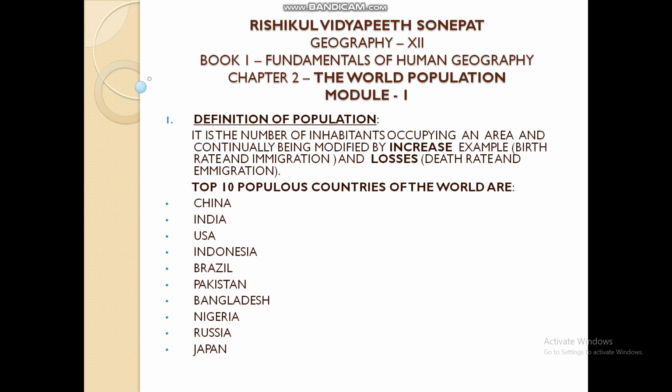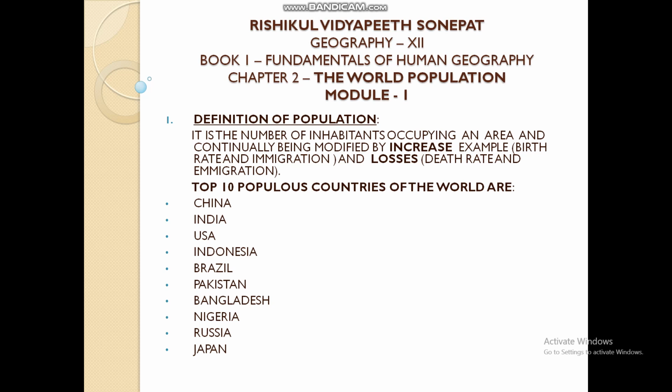So we have to start with the first definition of population. It is the number of inhabitants occupying an area and continually being modified by increase. So how will the population increase? By the birth rate and immigration, and losses by the death rate and emigration.